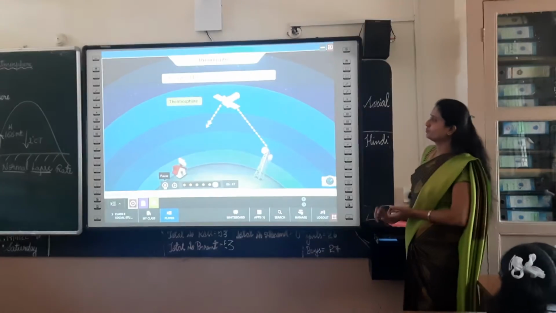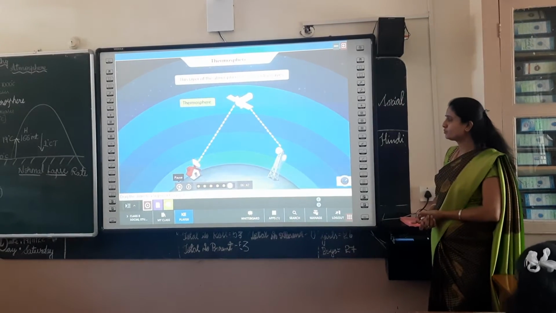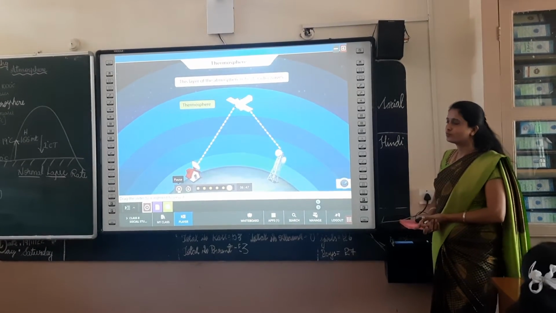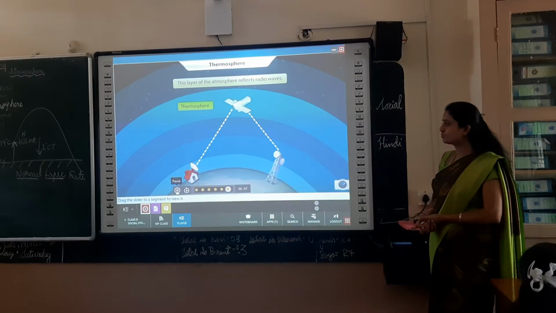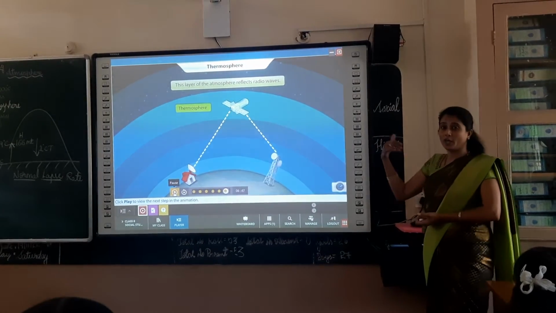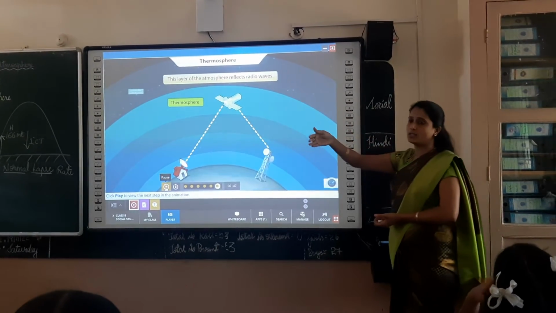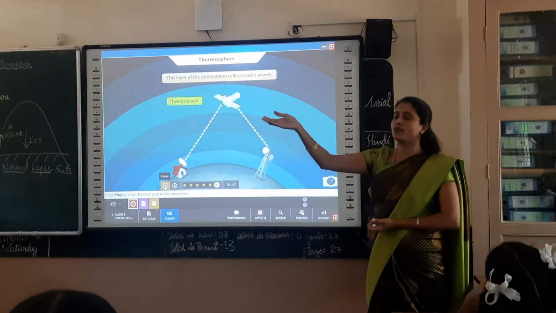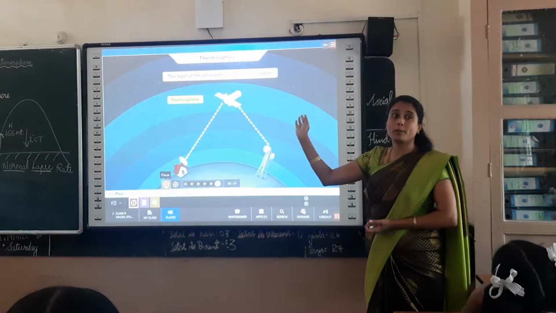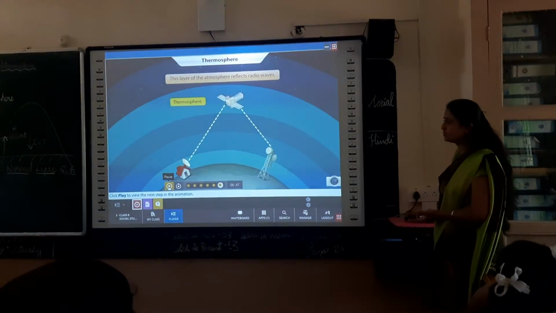Atmosphere reflects radio waves. So we send satellites into the thermosphere and use the properties of this layer for long-distance communication. For long-distance communication, meaning with someone who is far from us, if we want to communicate with them, this kind of system is most useful. Shall we move further? Yes, ma'am.